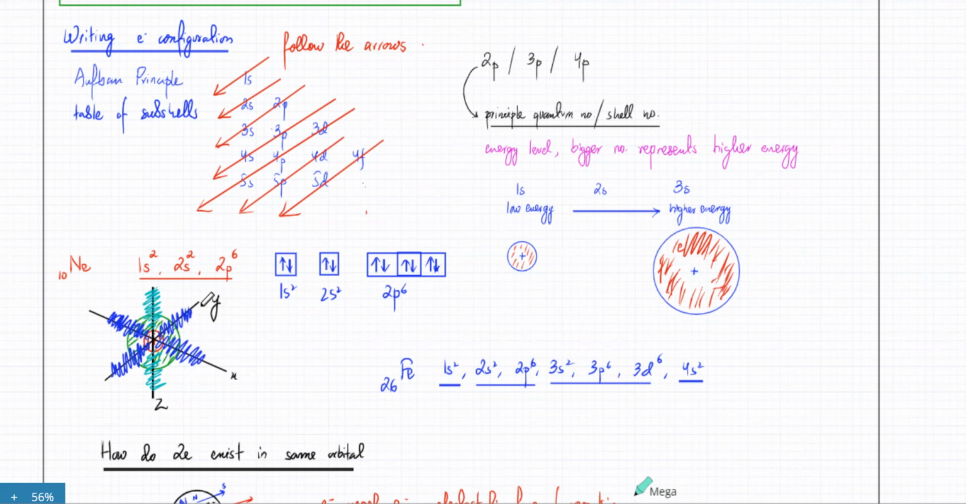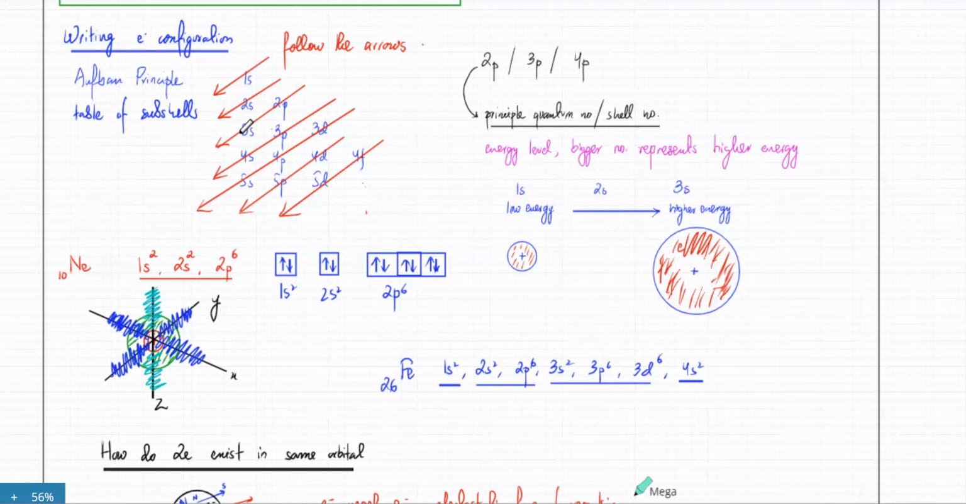There would be 2 electrons in the y-axis, so that's 2py, and there would be 2 electrons in the 2pz region over here. So that's the electronic configuration of neon. This is how a neon atom actually looks. You wouldn't be asked to draw all of the subshells in one go. In your exams you'll be asked to draw any one specific subshell, because it's harder to draw all of them together. So iron, we did the same thing.